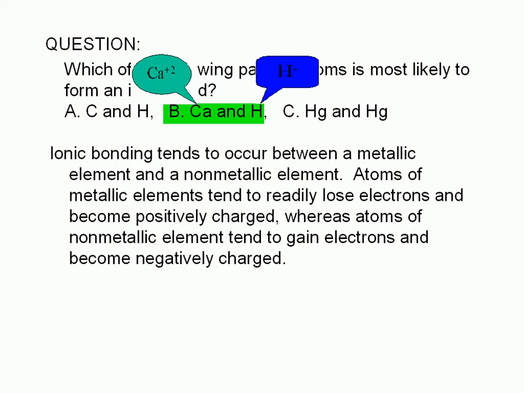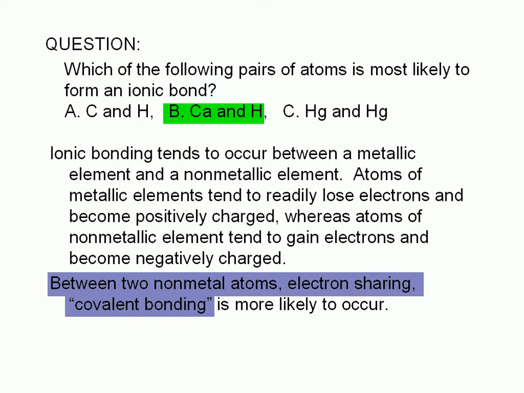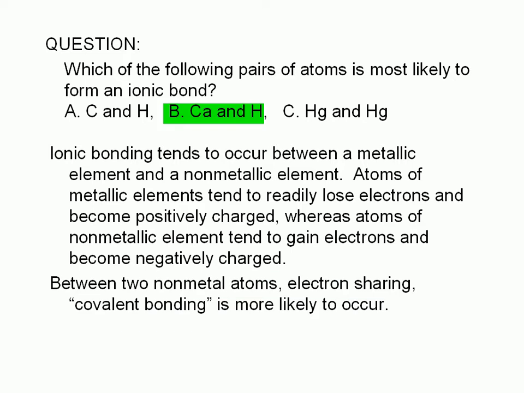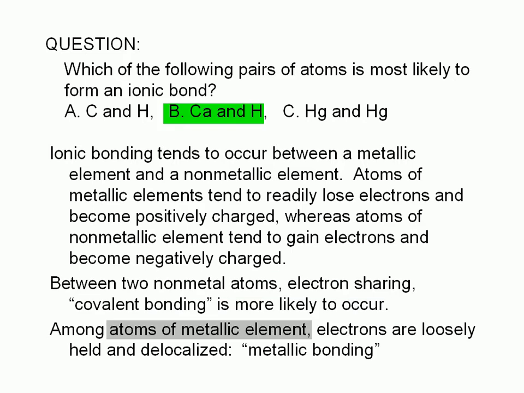Between two nonmetal atoms, as in choice A, electron sharing or covalent bonding is more likely to occur. Carbon and hydrogen are more likely to share electrons. With atoms of metallic elements, electrons are loosely held and are more or less free to move about among the atoms. We say that the electrons are delocalized through the atoms. What we have in metallic atoms is called metallic bonding.